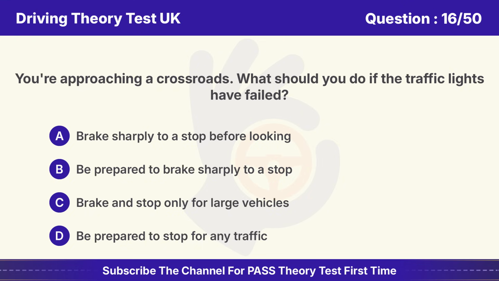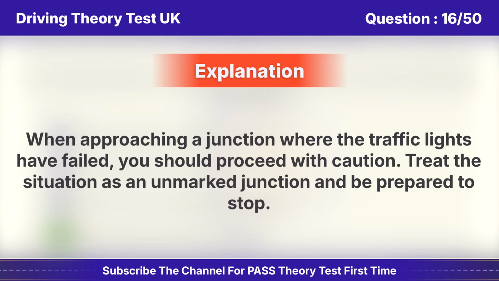Question 16. You're approaching a crossroads. What should you do if the traffic lights have failed? Answer is D. Be prepared to stop for any traffic. When approaching a junction where the traffic lights have failed, you should proceed with caution. Treat the situation as an unmarked junction and be prepared to stop.